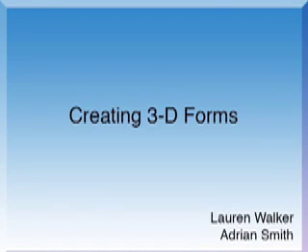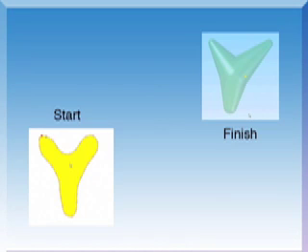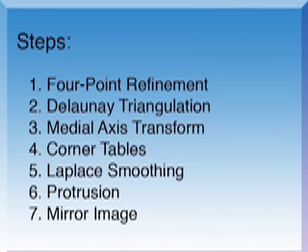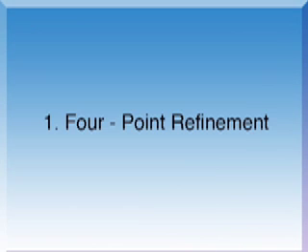We're going to teach you how to create 3D forms. We will take you through the steps of transforming a 2D polyloop into a 3D triangle mesh. The purpose of this tutorial is to teach you how to take a 2D drawing and turn it into a 3D object. The first step we'll look at is 4-point refinement.